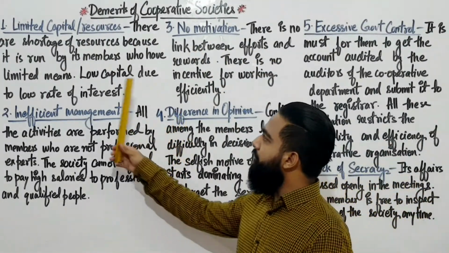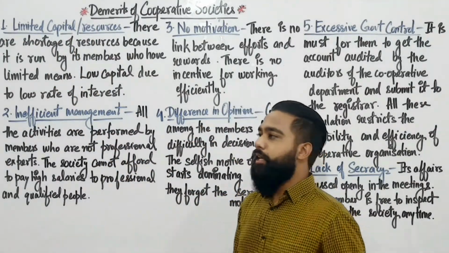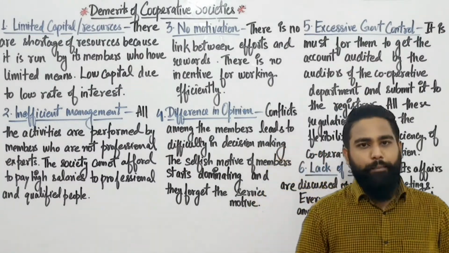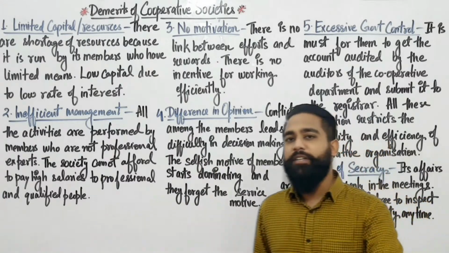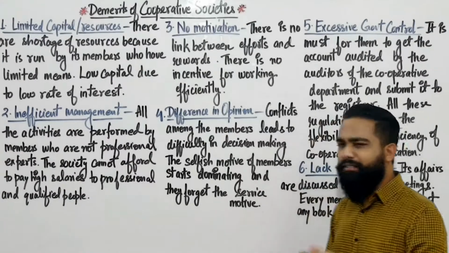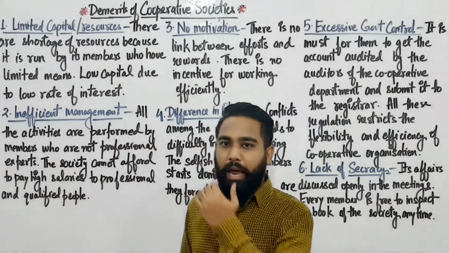Now the first demerit is limited capital or limited resources. The cooperative societies have a lack of capital. They don't have huge amounts. They don't have that much resources like the big private companies, those MNCs. They have a very small portion of capital. So that is the limited capital.